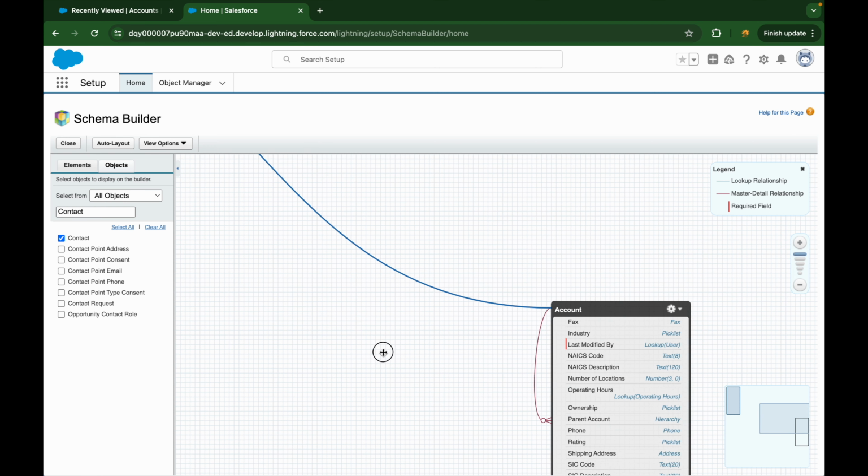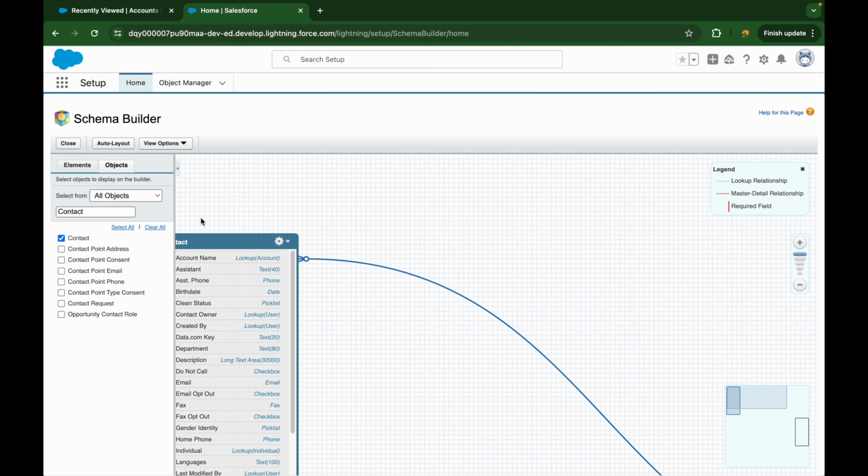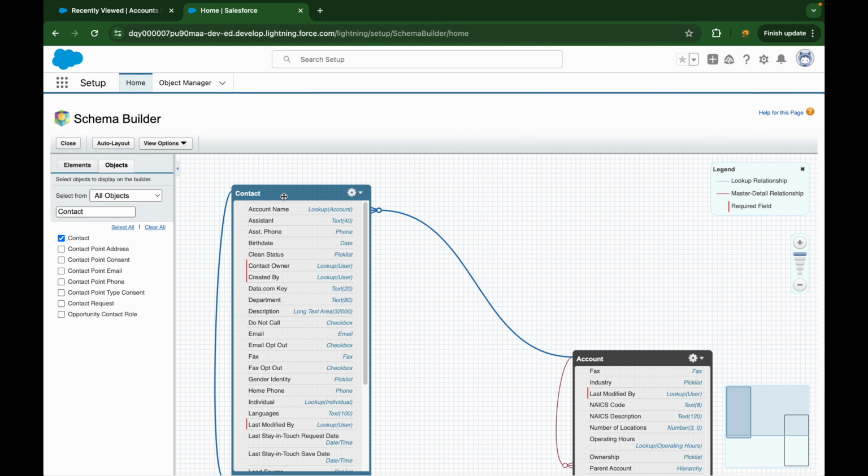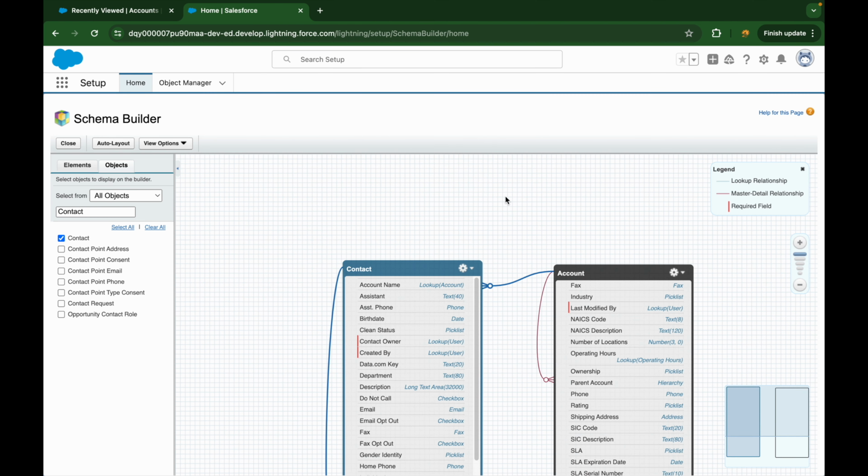So contact has also come somewhere here. I'll just bring it down closer so that we can see that in a single frame. So you see, account and contact are linked by this line. What does this mean? This means that the contact looks up to the account. So there's a lookup relationship from contact to account, meaning account is the parent, contact is the child.